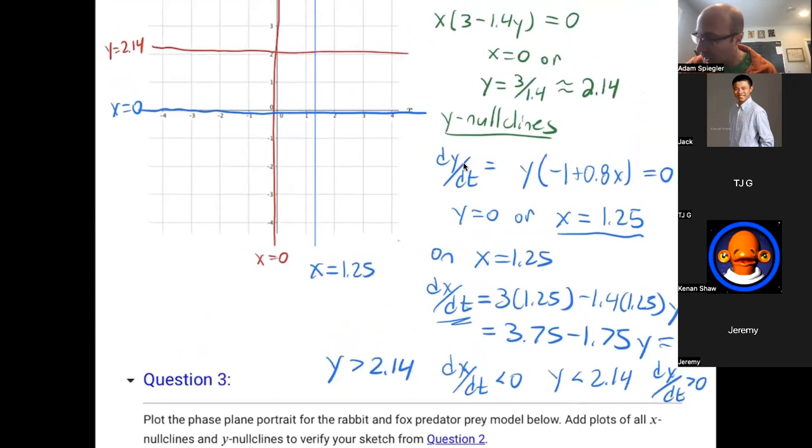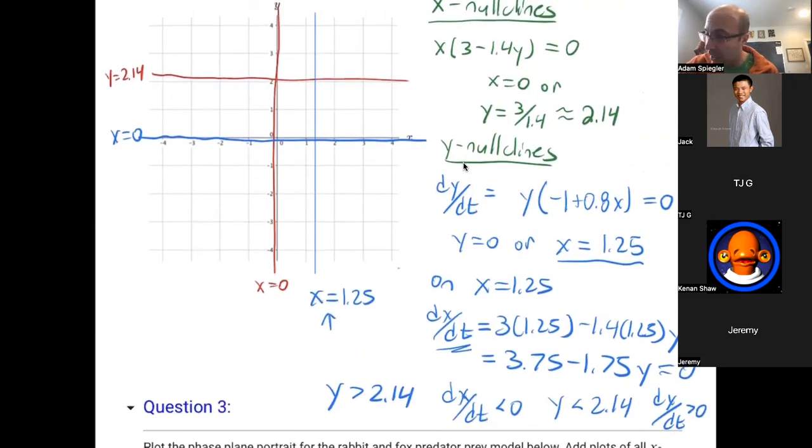So now we were working on this line, x equals 1.25, and determining whether they point to the left or the right. And that depends on whether or not y is bigger than or equal to 2.14. So when y is less than it, we are pointing to the right. So we should be looking like this. And when we're bigger than 2.14, that's when the direction changes to the left.